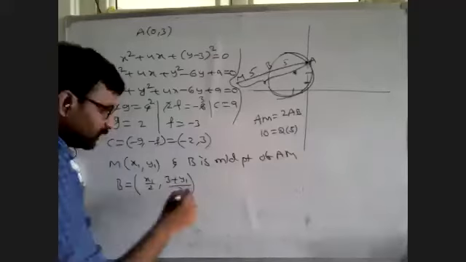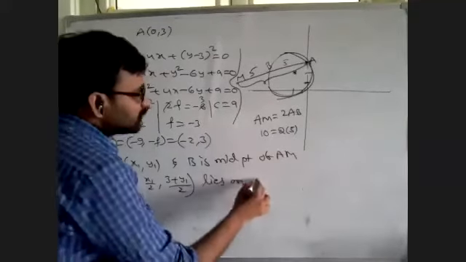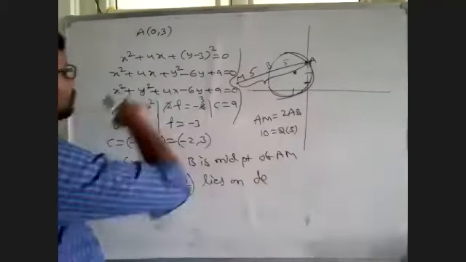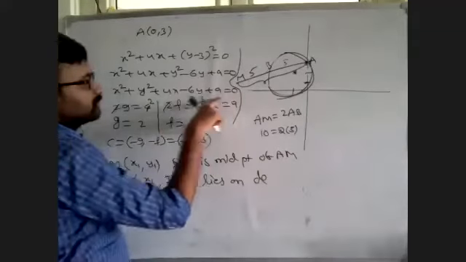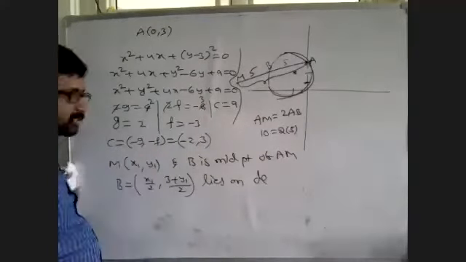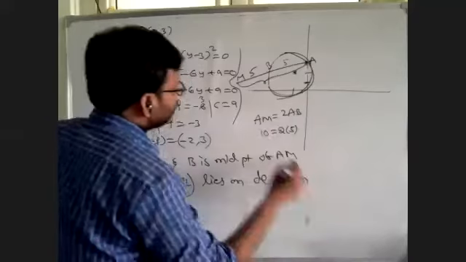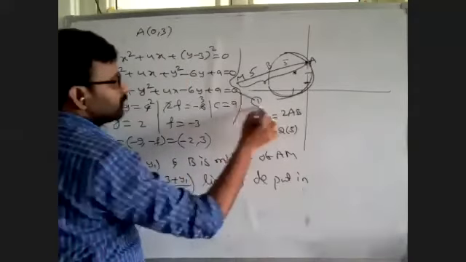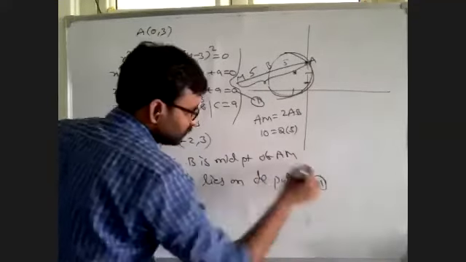B lies on this circle. Just put this point in equation number 1 and substitute, and the answer is done.